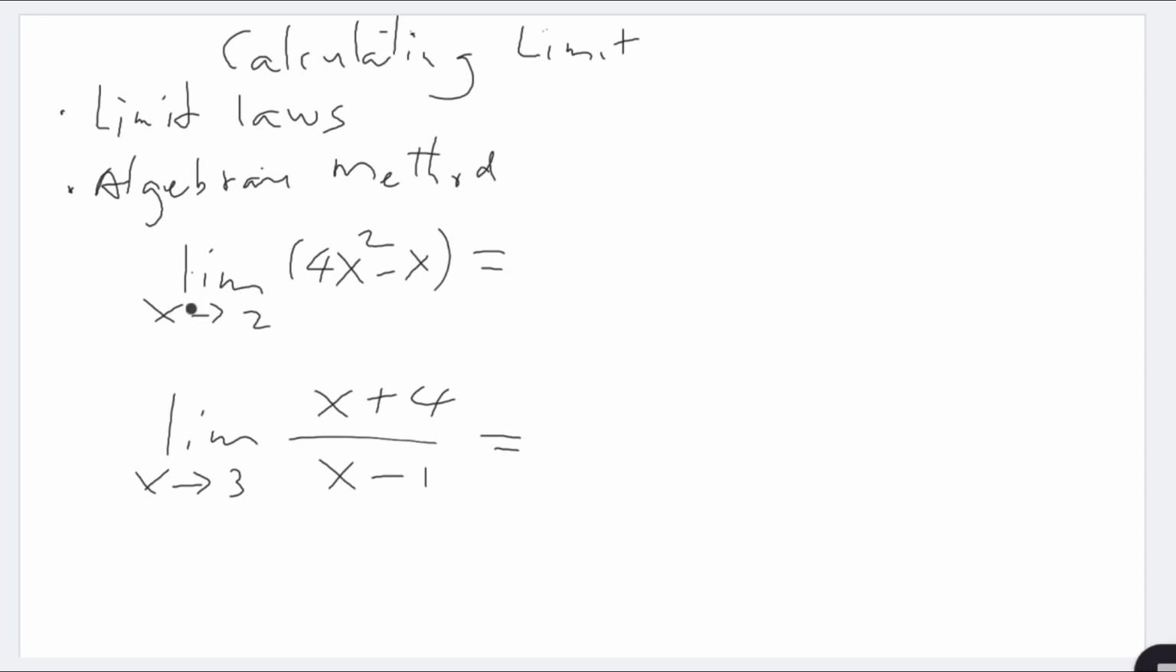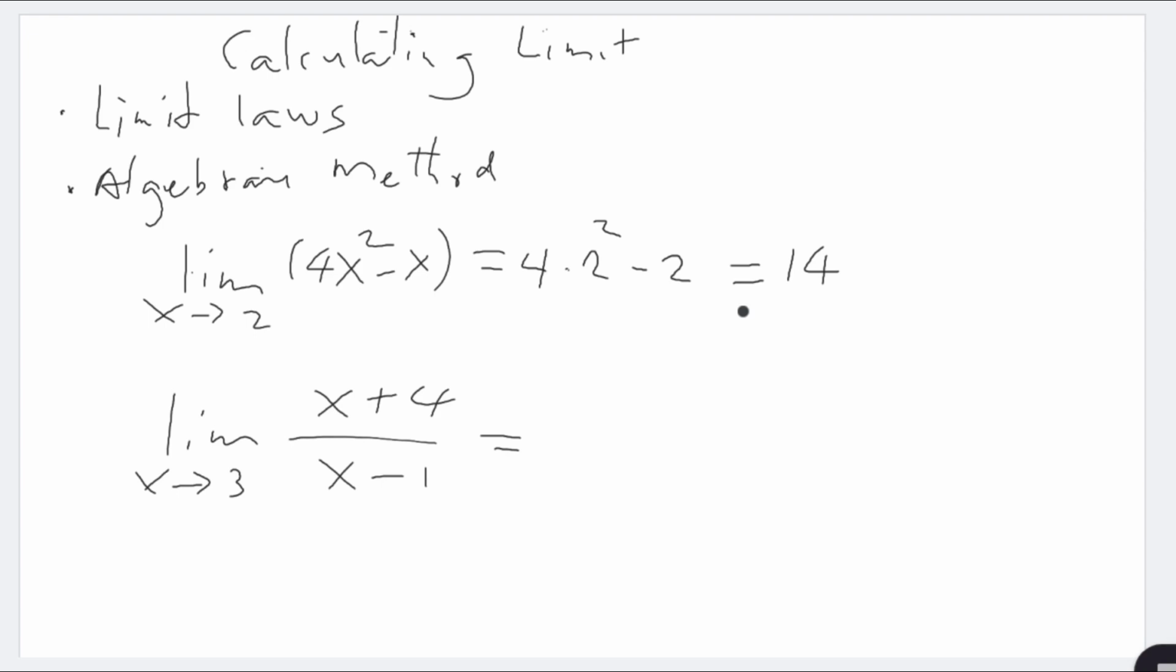This limit, x approaches 2, we plug in 2 for x. So 2 squared is 4. 4 times 4 is 16. 16 minus 2 is 14. So that's just how you get the limit. You just plug in. x is replaced by 2, so you figure out the answer is 14. So this is a direct approach. Just plug in.